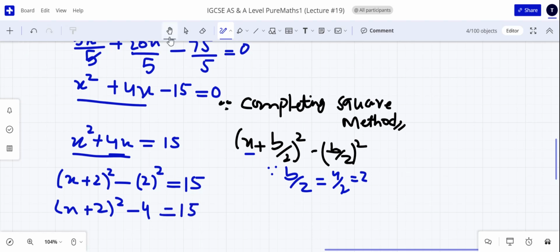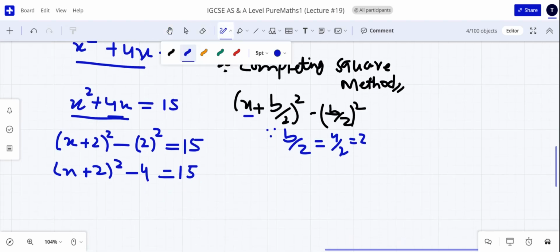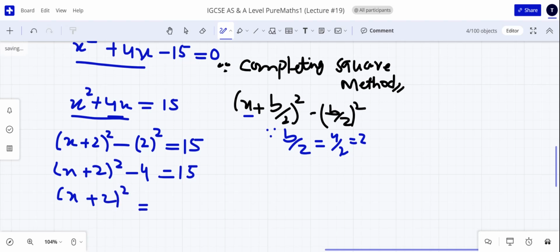Then again here we have to shift the constant value to the other side of the equal sign, so it would be 15 plus 4, which is 19. Now we need to get the value of x, because we are solving a quadratic equation, and as already given in the question, we need to find the value of x. To find the value of x, we need to remove the square. So we will take the root on both sides, and with the constant we will use plus minus when taking the root on both sides.